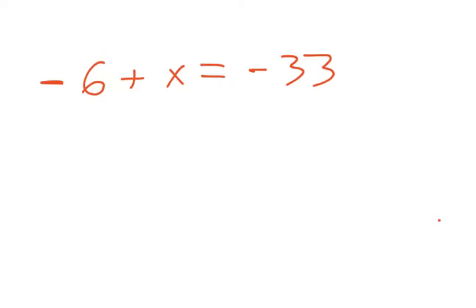Okay, so let's say we're solving for x again, or solve for the variable. That's what the direction will say. Solve for x or solve for the variable, because there might be some different letter than x. So we have negative 6 plus x equals negative 33.